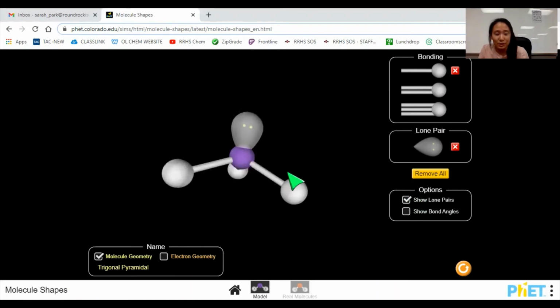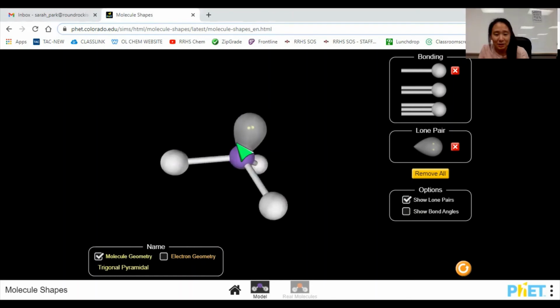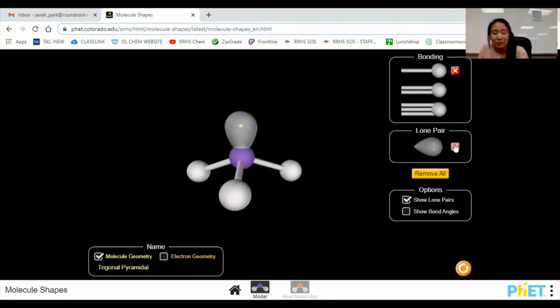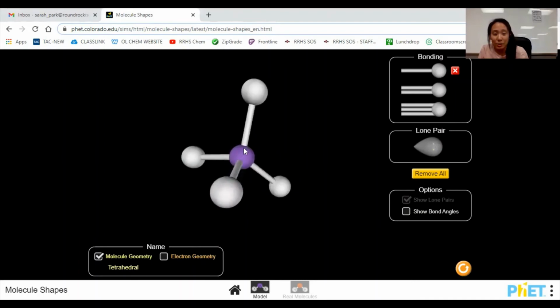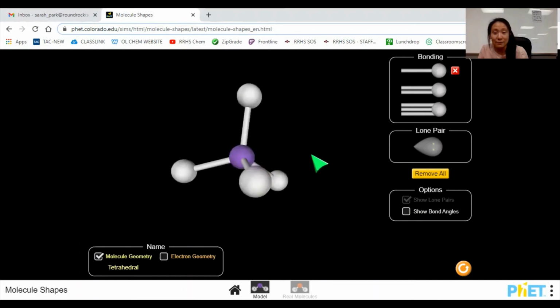So they all have a three-dimensional shape to them. Looks like another silly alien, right? So you see that's where the pyramid comes from. If I take off this lone pair and add a fourth one with no lone pairs, you can see that it is tetrahedral. You see that tetrahedrals are not flat, right?